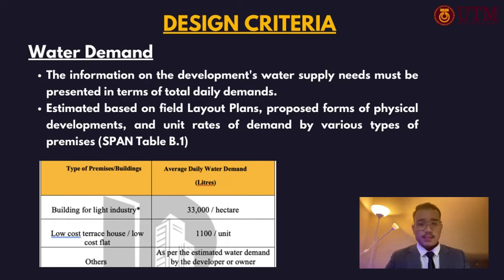Design criteria for water demand is the information on the development water supply needs presented in terms of total daily demand. According to SPAN, these are estimated based on the field layout plan, proposed form of physical development, and unit rates demand by various types of premises. Here is the table taken from SPAN table B1. In this project, mostly we use building for light industry, low cost terrace house or low cost flat, and others.